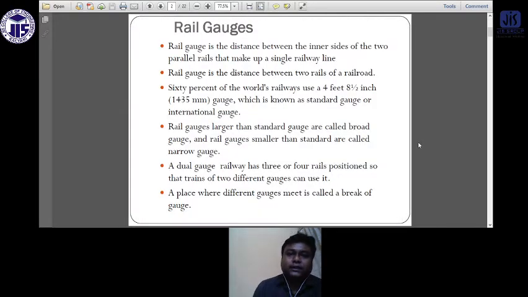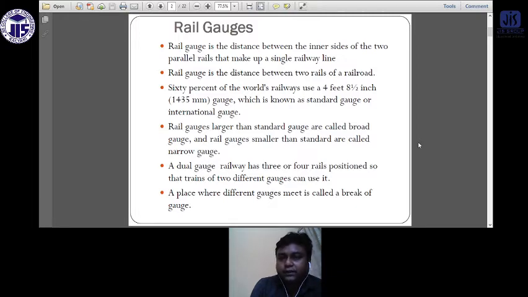So what is the rail gauge? Rail gauge is the distance between the inner sides of two parallel rails that make up a single rail line. Rail gauge is the distance between two rails of a railroad. 60% of the world's railways use 4 feet 8.5 inches gauge, that is 1435 mm or 1.435 meter, which is known as the standard gauge or the international gauge. Rail gauges larger than the standard gauge are called broad gauge, and rail gauges smaller than the standard gauge are called narrow gauge.